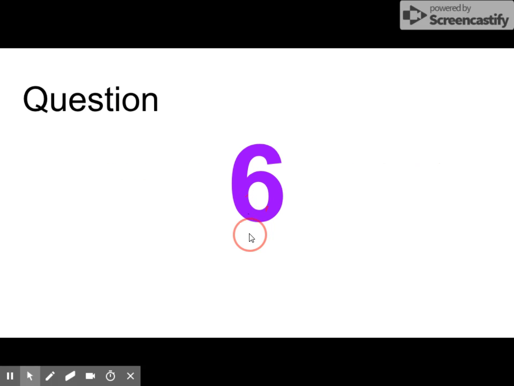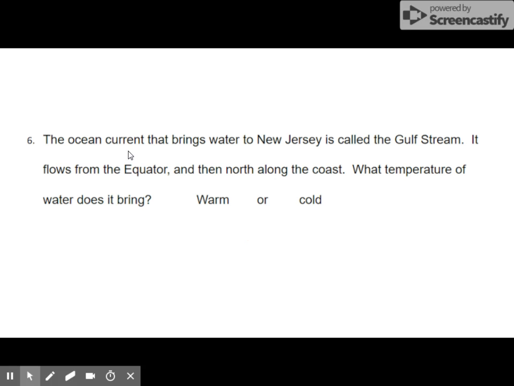Question 6. The ocean current that brings water to New Jersey is called the Gulf Stream. It flows from the equator and then north along the coast. What temperature of water does it bring? Warm water or cold water?